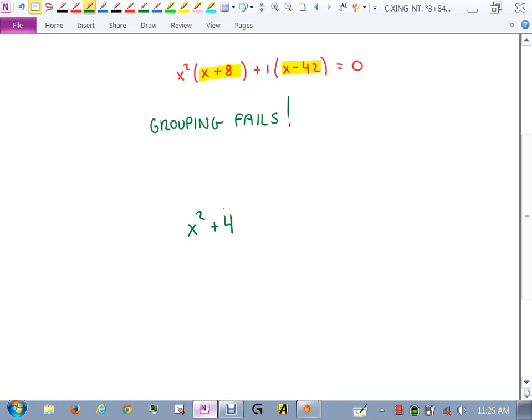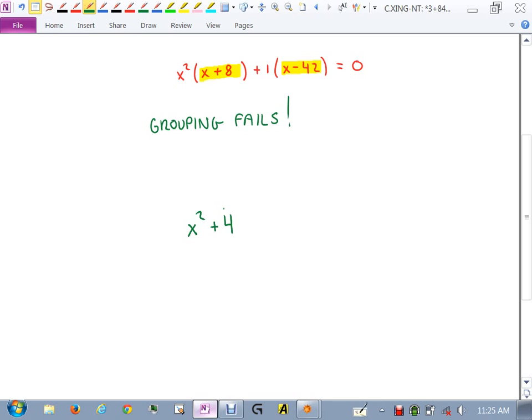X squared plus 4 cannot be factored. X squared minus 4 can, right? Difference of squares. X squared plus 4 cannot be factored over the real numbers. The only way to factor that would be to bring in imaginary numbers. So not every polynomial will factor.